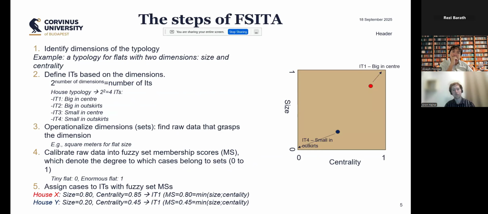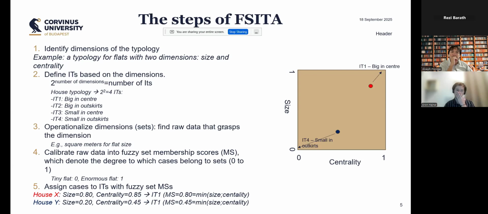So the first step of this method is to identify dimensions of the typology. Let's say we want to build a typology for flats, houses. And we say that there are two main dimensions based on which we're going to do the typology: size of the flat and the centrality of the flat. So this is the first step, to find the dimensions, the variables, based on which you're going to describe.